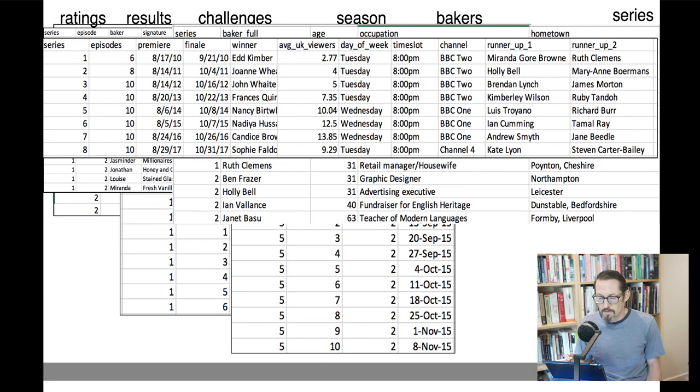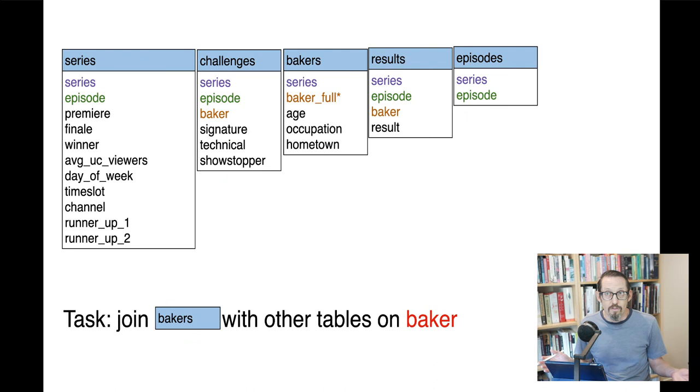right? So again, we have these tables. This is the summary view of the tables. And somebody gives us a task. Our task is we need to take the baker's table and we want to join it and get some combination information where we want to add demographic stuff from that baker's table to information about, say, their technical challenges. Okay?